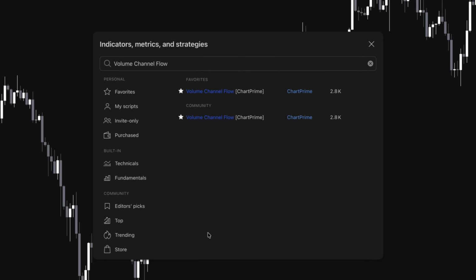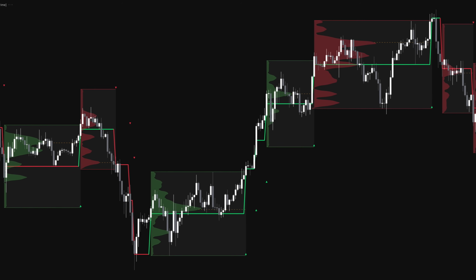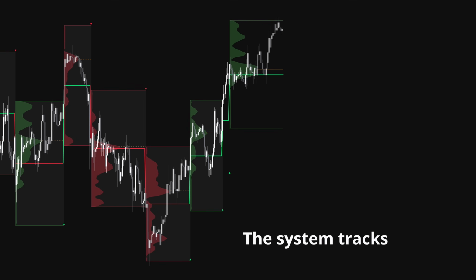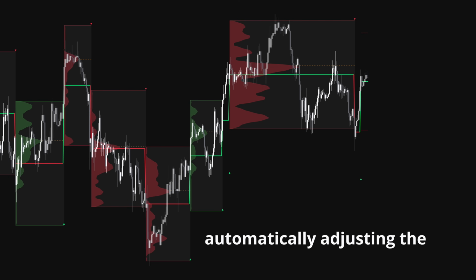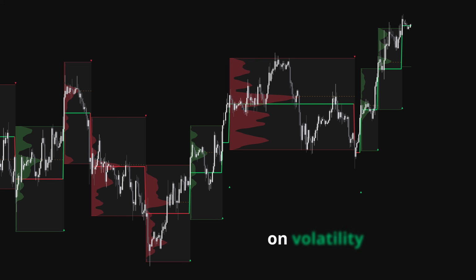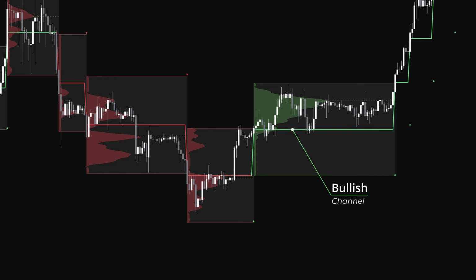Volume Channel Flow. This indicator was created by ChartPrime and combines trend channels with volume profile analysis. The system tracks price within dynamic bands calculated using ATR, automatically adjusting the channel width based on volatility. When price breaks above the upper band, the channel flips bullish and displays in lime green. When price breaks below the lower band, it flips bearish and shows in red. The channel midline serves as the trend reference point.